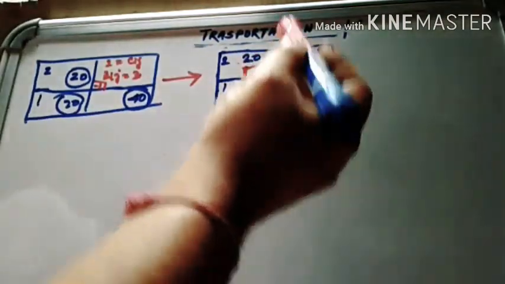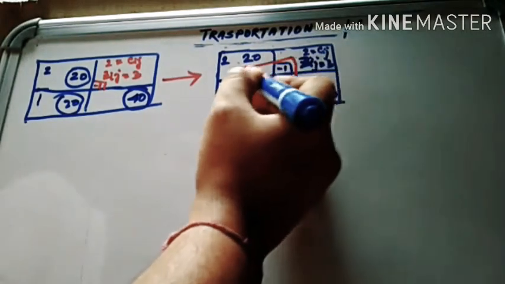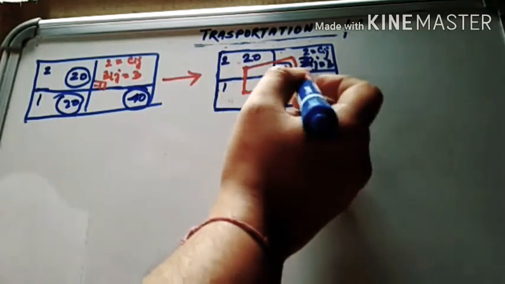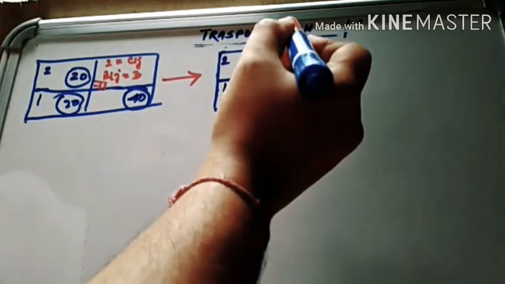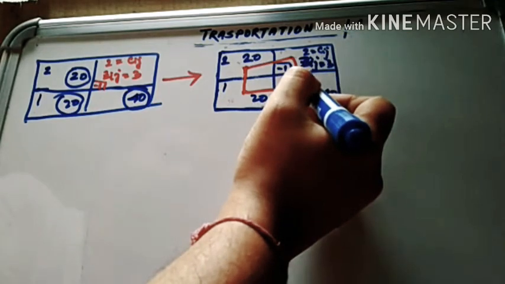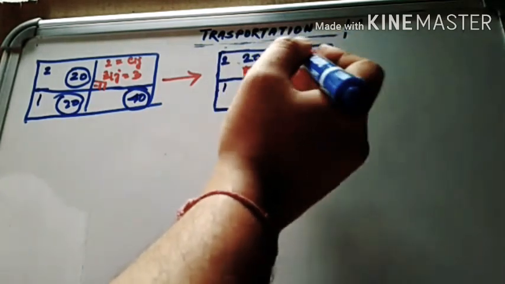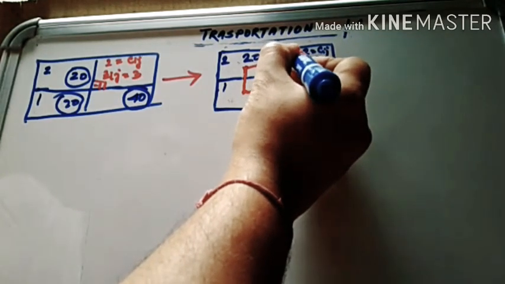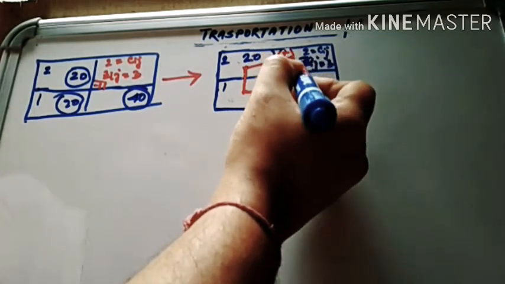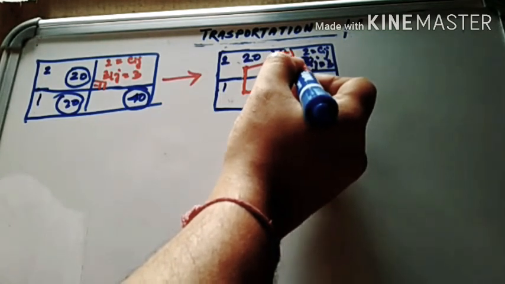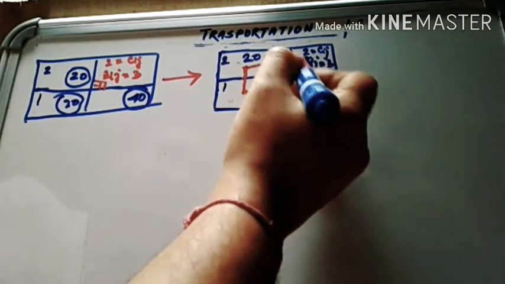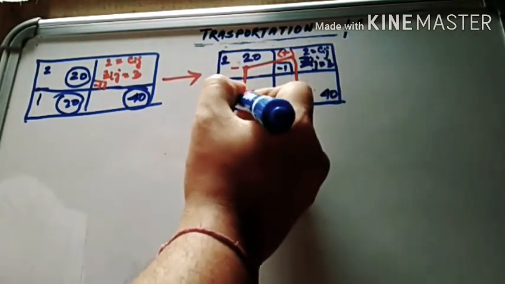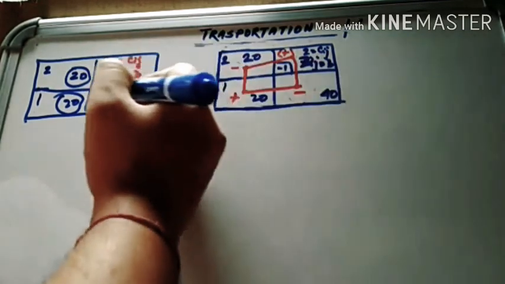After making the loop, keeping in mind that the loop must touch the allocated cells, you have to put positive and negative values accordingly. In order to do that, first you allocate a positive value to the first cell, from where you have started making the loop. Next you give a negative value, next a positive value, next a negative value.